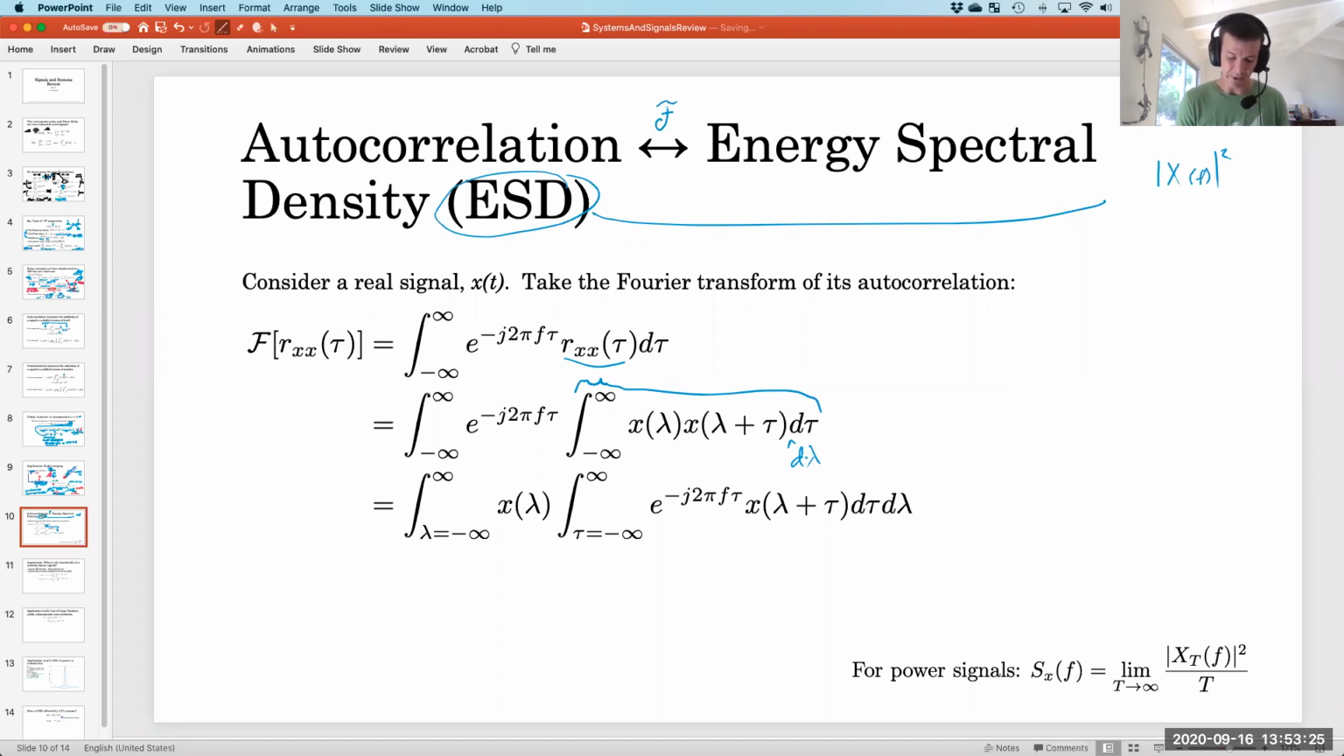Right, because the d tau was already there. I threw in another integral, so there has to be another d something. So d lambda is what's missing.